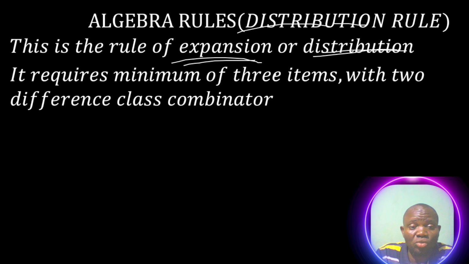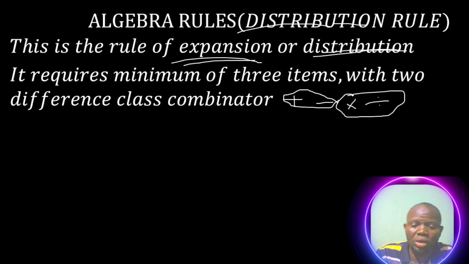And how does it go? It requires a minimum of three items, which are three numbers, with two different classes of combinator. The combinator can be plus, minus, times, or divide. But being different kinds means that one is in this class and another is in that class. So this rule will show you a minimum of three numbers, and then either one of plus or minus, and either one of multiplication or divide.